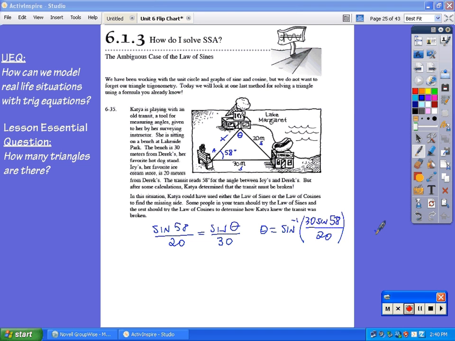Lesson 613. Can we solve side-side-angle from geometry? If you were here in class today, you got a little bit of an intro on that. Lesson essential question: how many triangles are there? You should have figured out that there are two possible triangles given this situation. We already started this problem before I was rudely interrupted.